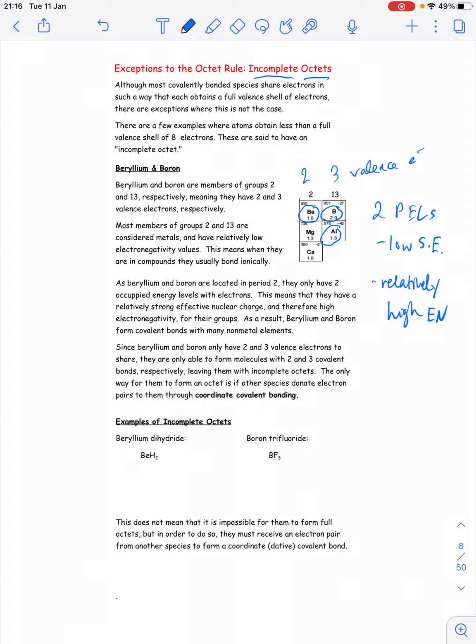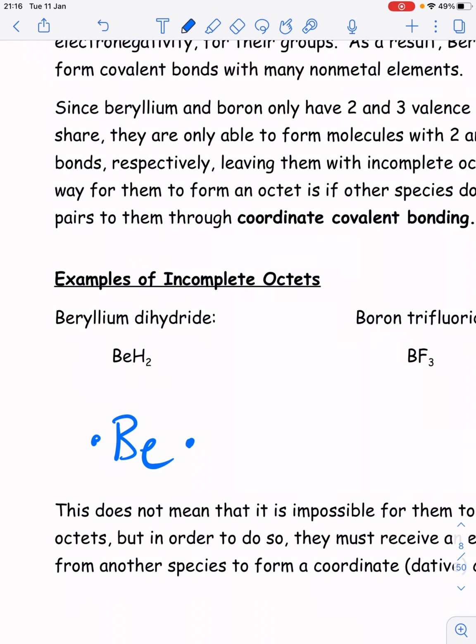And so what ends up happening is that electronegativity of 1.6 and 2.0 is actually high enough that they can form covalent bonds with other elements that we would call nonmetals. And so normally we don't associate metals with doing covalent bonding, but these elements do. So beryllium is a metal and boron is a metalloid, but they end up doing covalent bonding. So when they do covalent bonding, it's going to look really strange because when you try to make a Lewis structure out of beryllium, it only has 2 valence electrons to share.